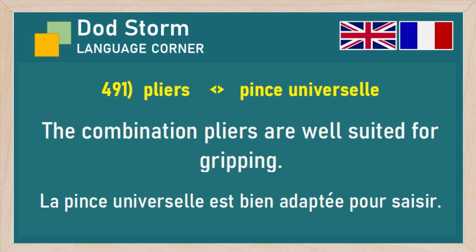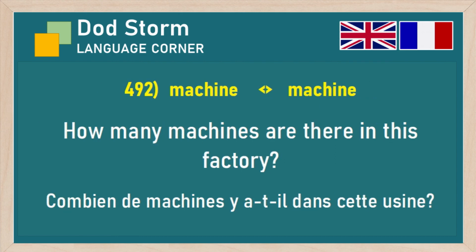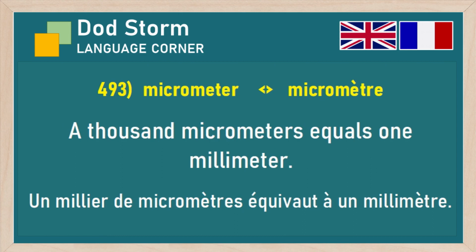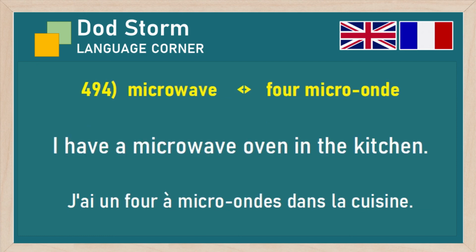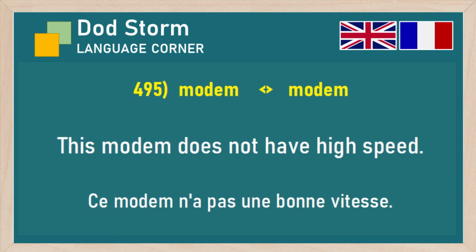The combination pliers are well suited for gripping. How many machines are there in this factory? A 1000 micrometers equals 1 millimeter. I have a microwave oven in the kitchen. This modem does not have a high speed.